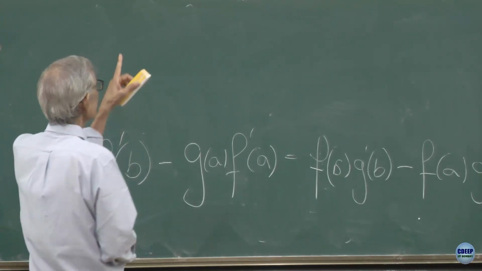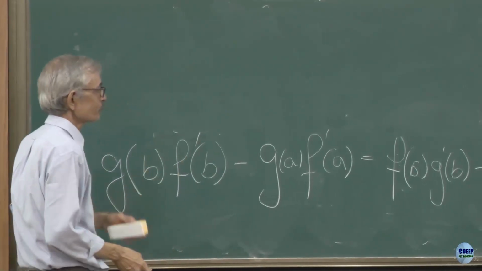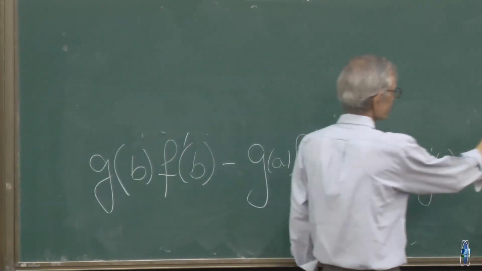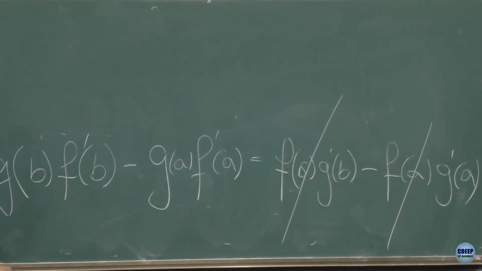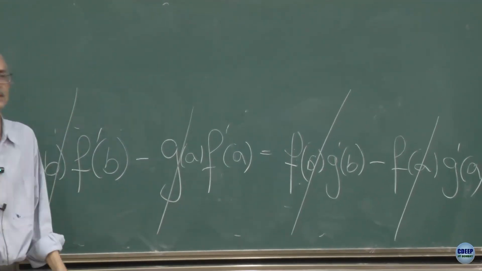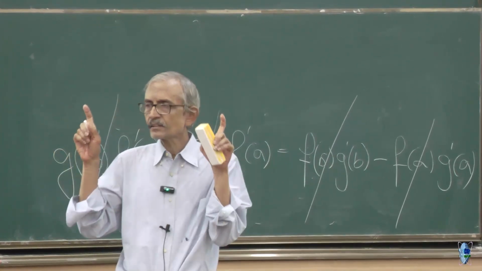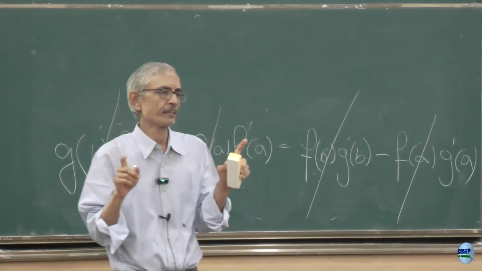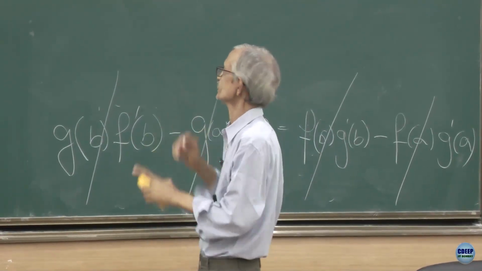Okay. Now the conditions are there. Fa is equal to 0, Fb is equal to 0. So this term is gone, this term is gone, and Ga equal to 0 and Gb equal to 0. So indeed this is self-adjoint under the condition that Fa equal to 0, Fb equal to 0, Ga equal to 0, Gb equal to 0.